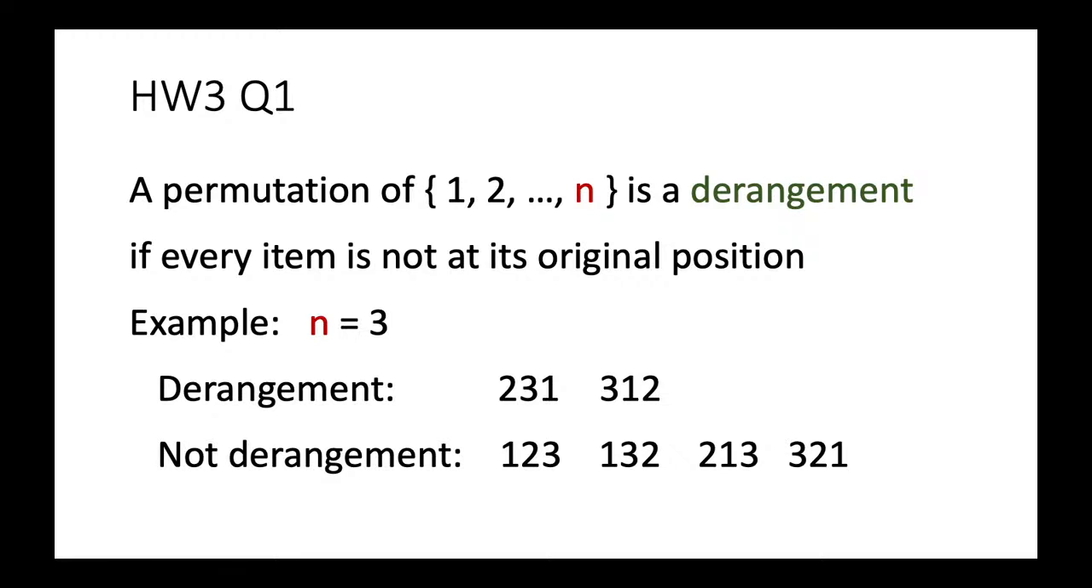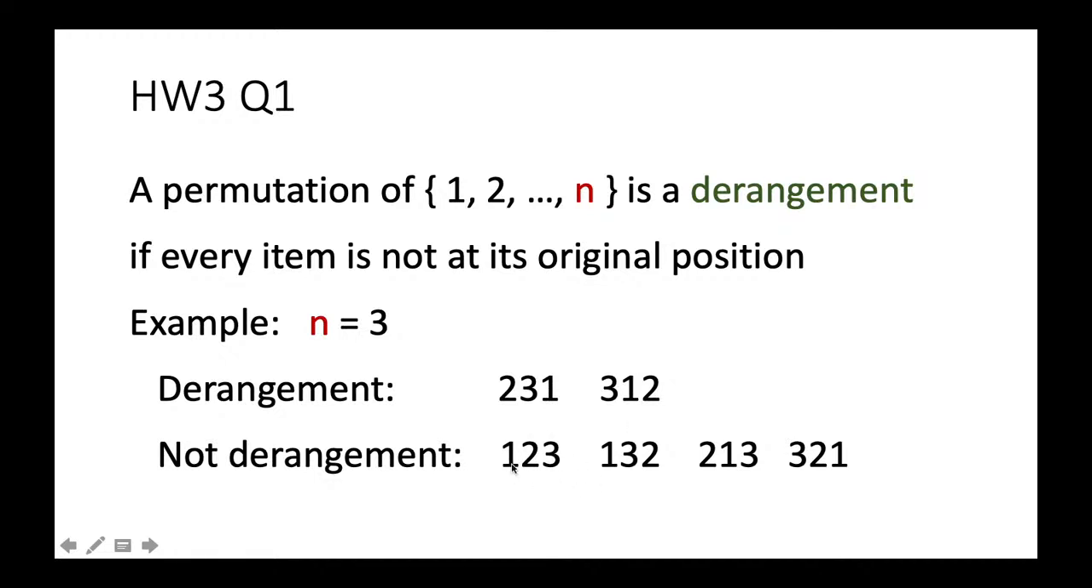Okay, question 1. Question 1 defines something called a derangement. We have the integers 1, 2, 3 up to n. We can form permutations of these numbers. A derangement is a permutation such that every one of these numbers is not staying at its original position. So for instance, when n is equal to 3, we are looking at permutations of 3 numbers. Now, 2, 3, 1 is a derangement because 2 is not at location 2, 3 is not at location 3, 1 is not at location 1. And similarly, 3, 1, 2 is also a derangement.